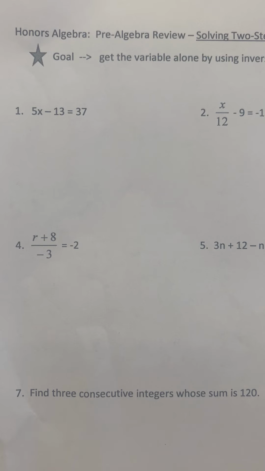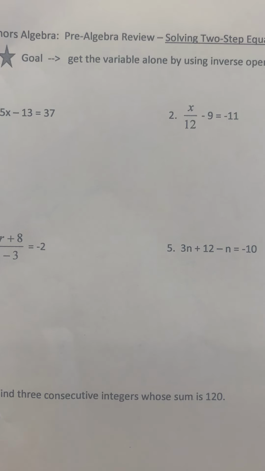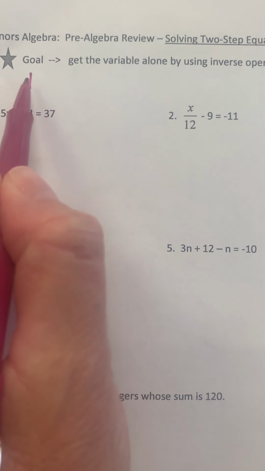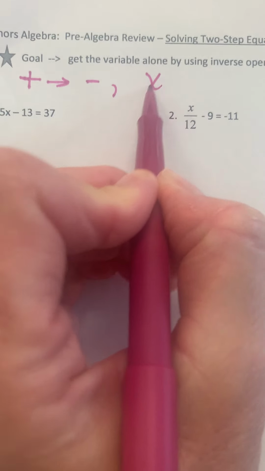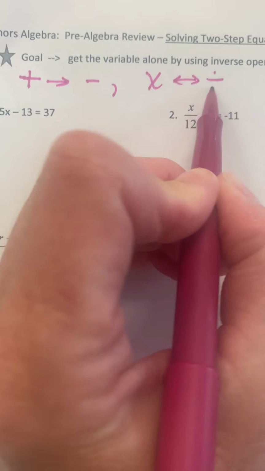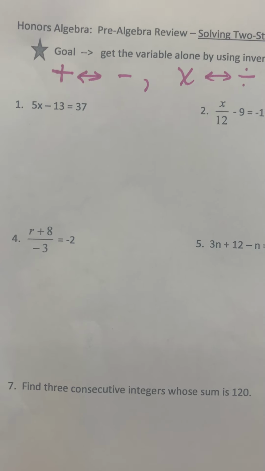Hey guys, so today we're going to do solving two-step equations. This is something you should have done in pre-algebra, so this is just a refresher for you. The goal is to get your variable alone by using inverse operations. Remember, the opposite of adding is subtracting, the opposite of multiplying is dividing. So those operations undo each other.